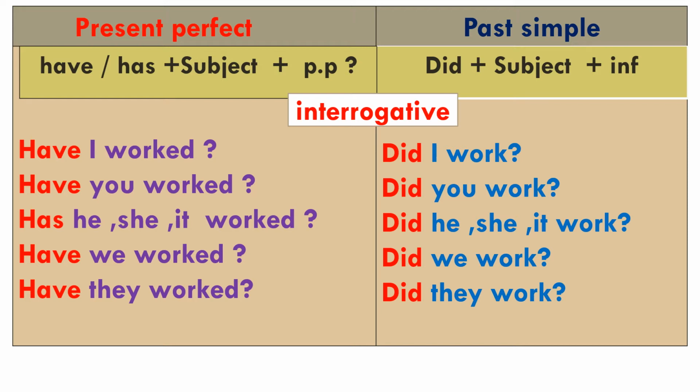But with past simple, we begin with did plus subject plus infinitive. Infinitive is a verb without any additions. Did I work? Did you work? Did he or she or it work? Did we work and did they work?